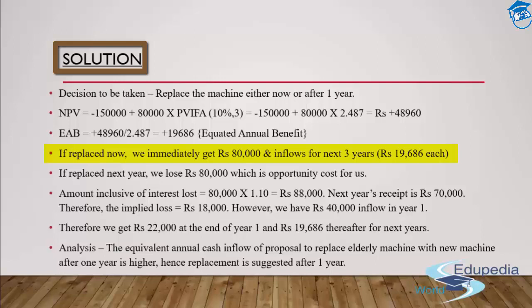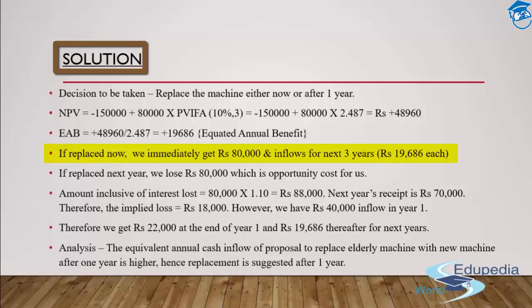Now the thing is, if I replace the machine now, at this particular point, that is year 1, immediately I'll get rupees 80,000 and an inflow of rupees 19,686 each year. How did I get 80,000 immediately? Because my salvage value was 80,000 rupees. So I'll be getting immediately 80,000 and an inflow of 19,686 rupees each year.